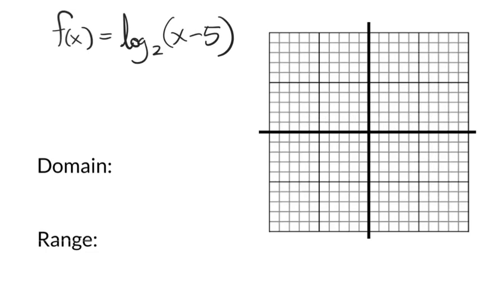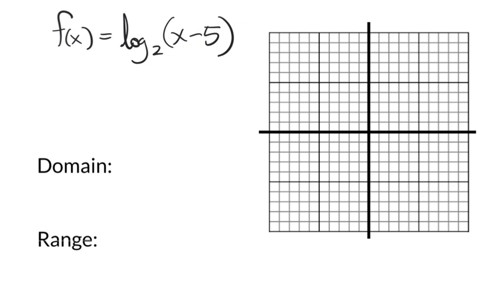All right, so we got this function right here, f of x equals log base 2 of x minus 5 altogether right there, that we need the graph for, and we need the domain and the range. So first thing we're going to do is rewrite this in exponential format. I think that's going to help us.